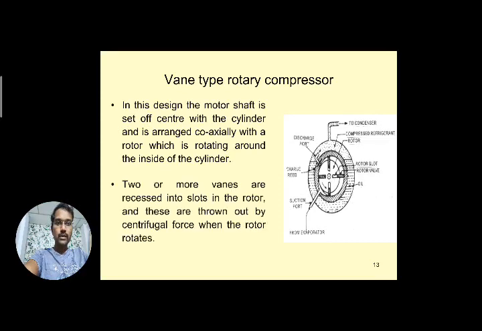Two or more vanes are recessed in slots in the rotor, and these are thrown out by centrifugal force when the rotor rotates. The vanes provided here in the slots are blade type structures. There are two or more vanes provided here. Due to the rotation of the rotor, due to the centrifugal force, these rotor vanes will be thrown outside and inside whenever the rotor makes rotational motion.